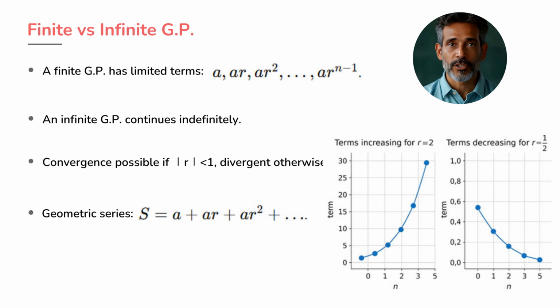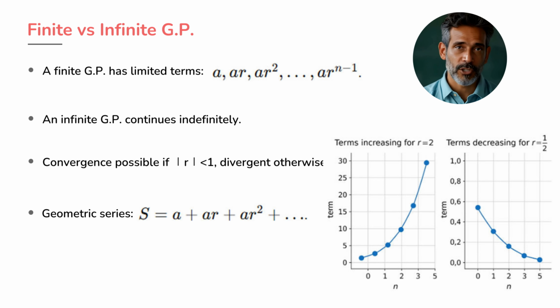Now, let's look at the types of GP. If your progression stops after a certain number of terms, like a, ar, ar squared up to ar to the power n minus 1, it's a finite GP. If it goes on forever, like a, ar, ar squared, endlessly, that's an infinite GP.